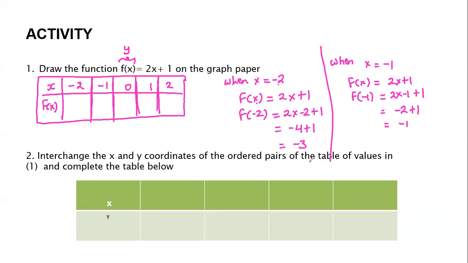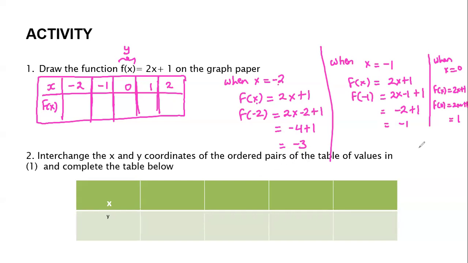Okay, thank you. Jeremiah? So when x is equal to 0, f of x is equal to 2x plus 1. f of 0 is equal to 2 times 0 plus 1, which will give us 1. Okay, thank you, Jeremiah.